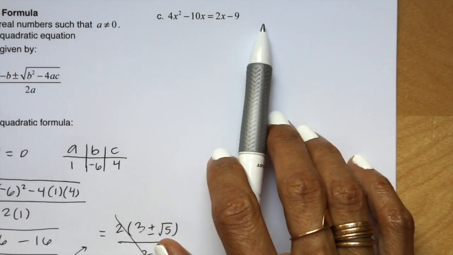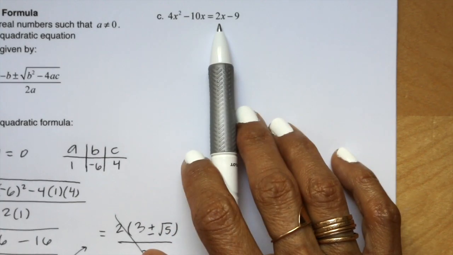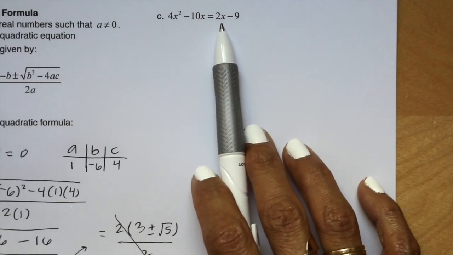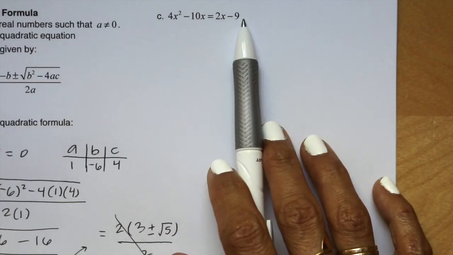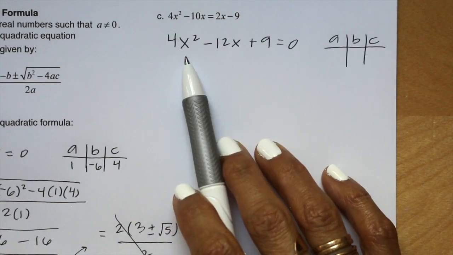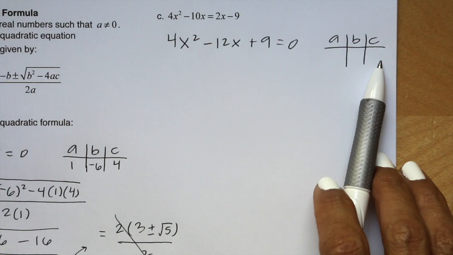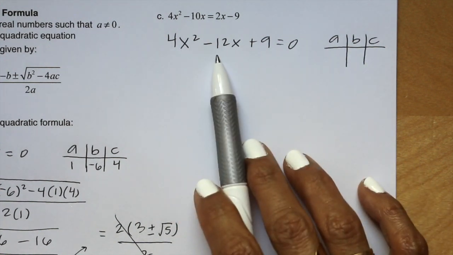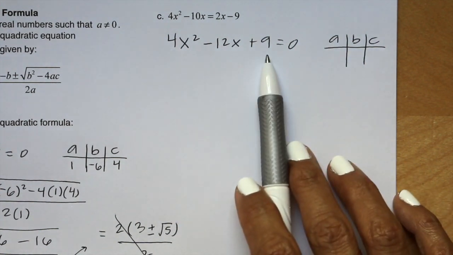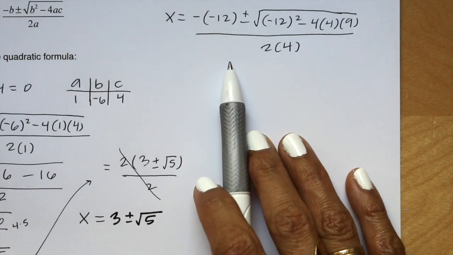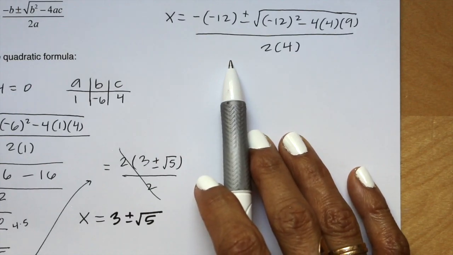For this next problem, we want it equal to 0, so we're going to move this 2x and negative 9x to the left side. So to move the 2x, we're going to subtract 2x over, and we're going to add 9 over. So you end up getting 4x squared minus 12x plus 9 equals 0. For our ABC chart, A is 4, B is negative 12, and C is positive 9. And let's go ahead and plug everything into the quadratic formula. Okay, I have everything plugged in, so let's go ahead and simplify.